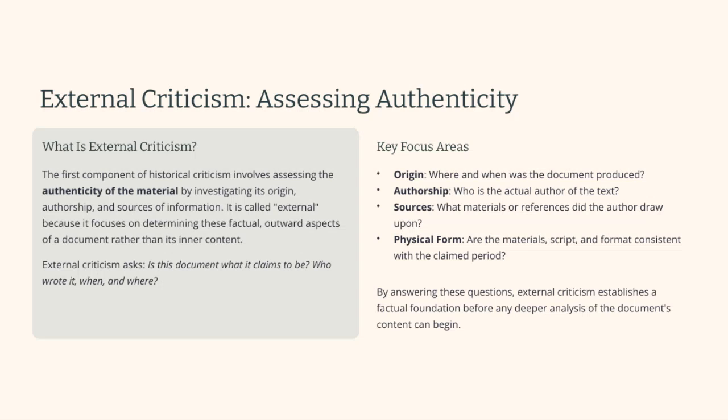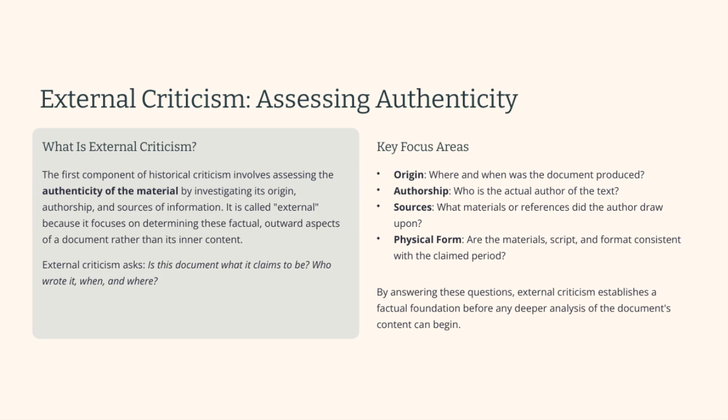When we talk about external criticism, we're really focusing on establishing a solid factual foundation before diving into the deeper analysis of a document's content. So, the first questions we ask are, where and when was this document produced? Understanding its origin helps us verify its authenticity. Next, we consider the authorship. Who actually wrote it? Knowing the author gives us context and credibility. Then, we look at the sources. What materials or references did the author draw upon? This helps us assess the reliability of the information.